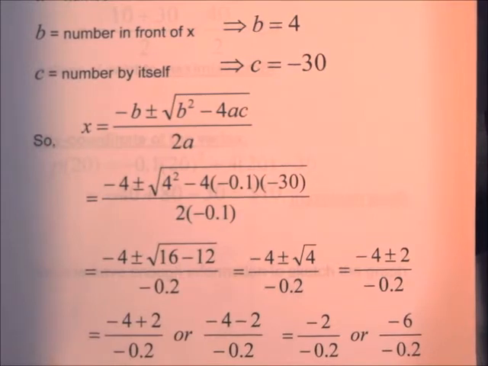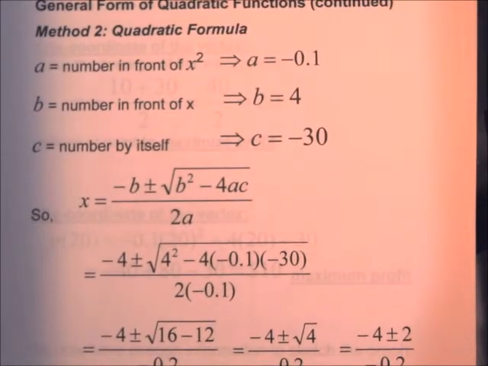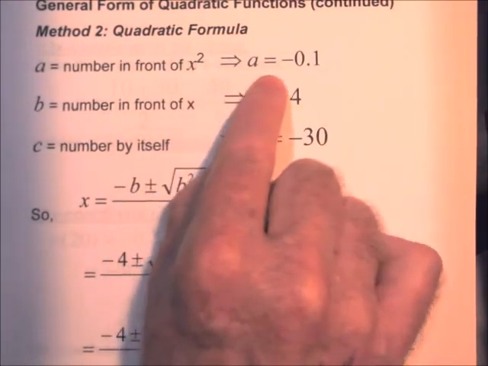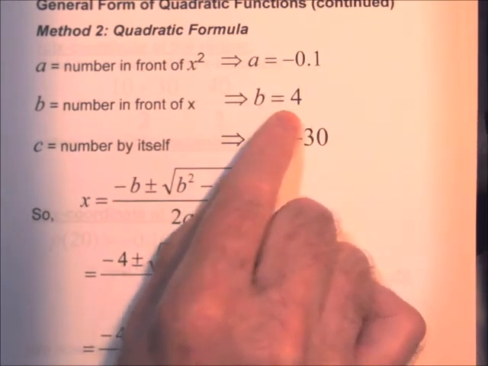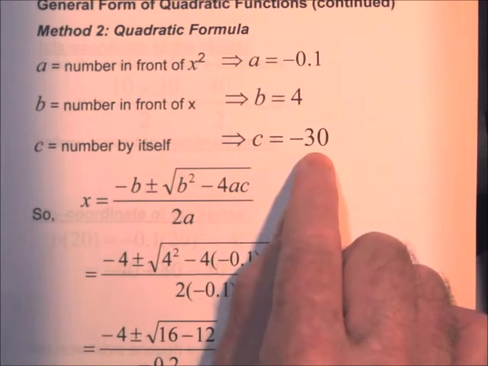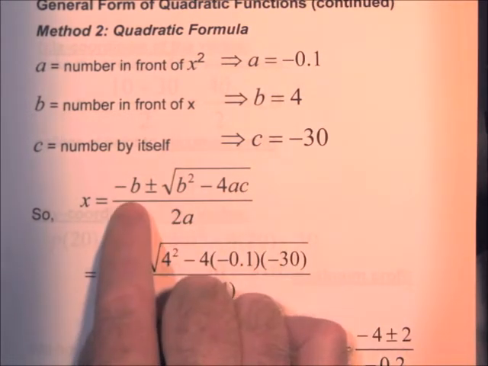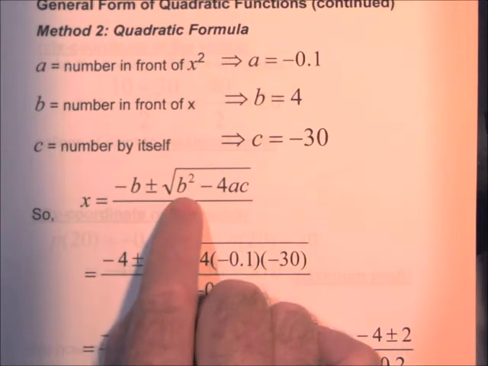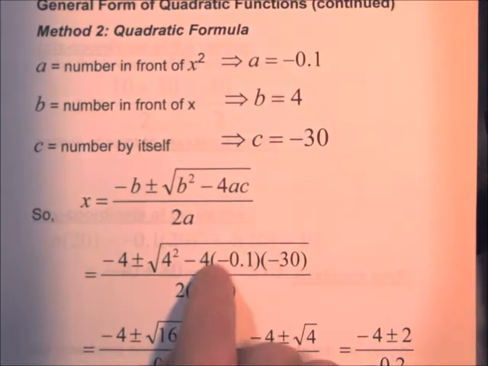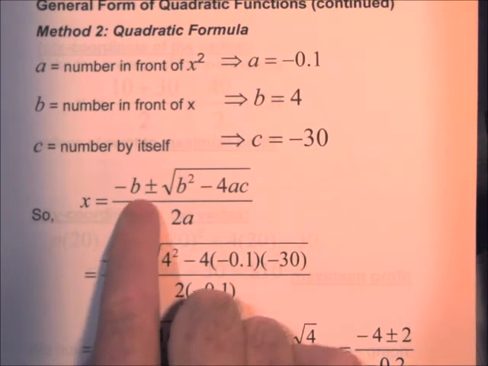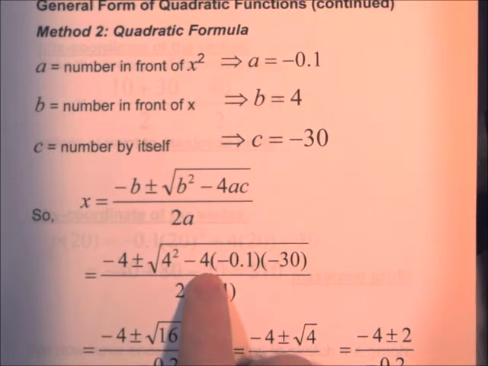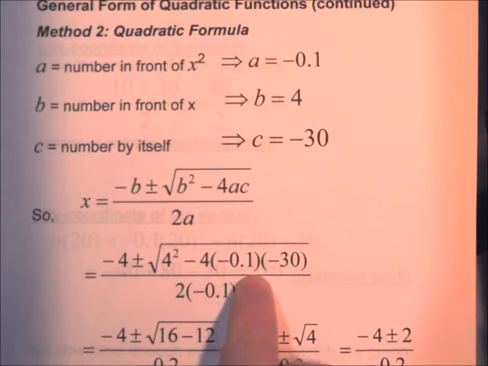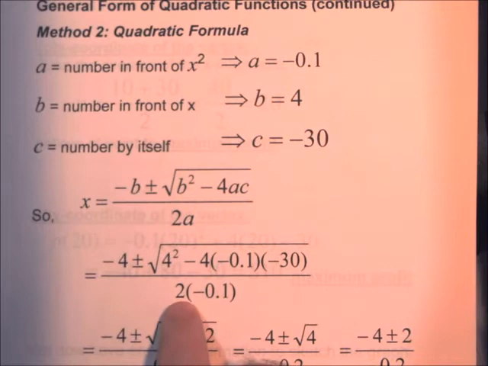Okay, so you can also do it with the quadratic formula. A is the number in front of x squared, which in this case is -0.1. B is the number in front of x, which in this case is 4. C is the number by itself, which in this case is -30. So x is equal to -b plus or minus the square root of b squared minus 4ac, all over 2a. Replace the letters with the numbers, so -b becomes -4, b squared is 4 squared, -4ac is -4 times -0.1 times -30. On the bottom you have 2 times a, which is 2 times -0.1.